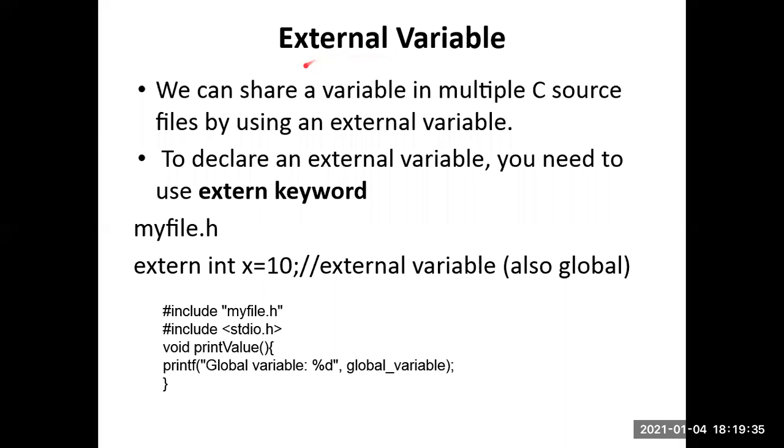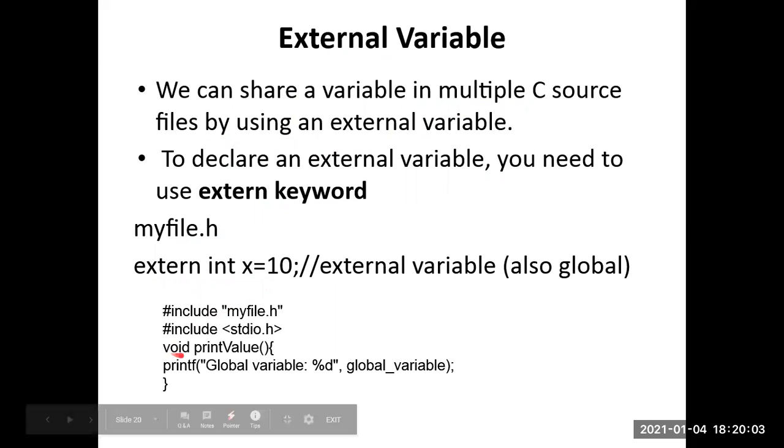One more variable is the external variable. We can share a variable in multiple C source files by using an external variable. Nothing but you can declare the variable in another source file, and we can access those source file variables. To declare an external variable, you need the extern keyword. By using the extern keyword, we can access variables from different files, like this: extern integer x is equal to 10. This is the syntax, and we are going to see the real scenario. Very simple and easy one.